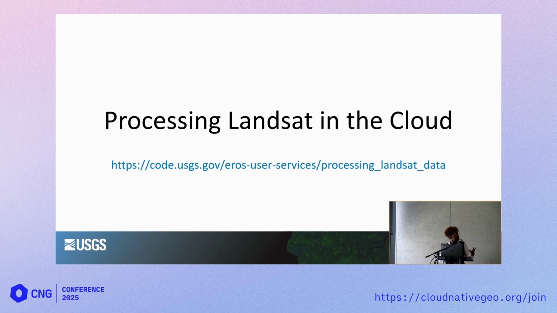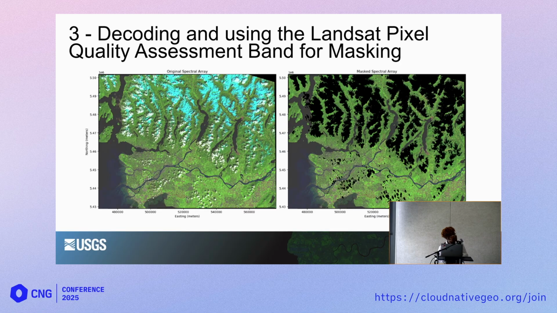So in processing, an example of processing is decoding the PixAQA bit for masking, because we know the PixAQA band in Landsat really is just a quality bit that tells you any faults that are present in various pixels.